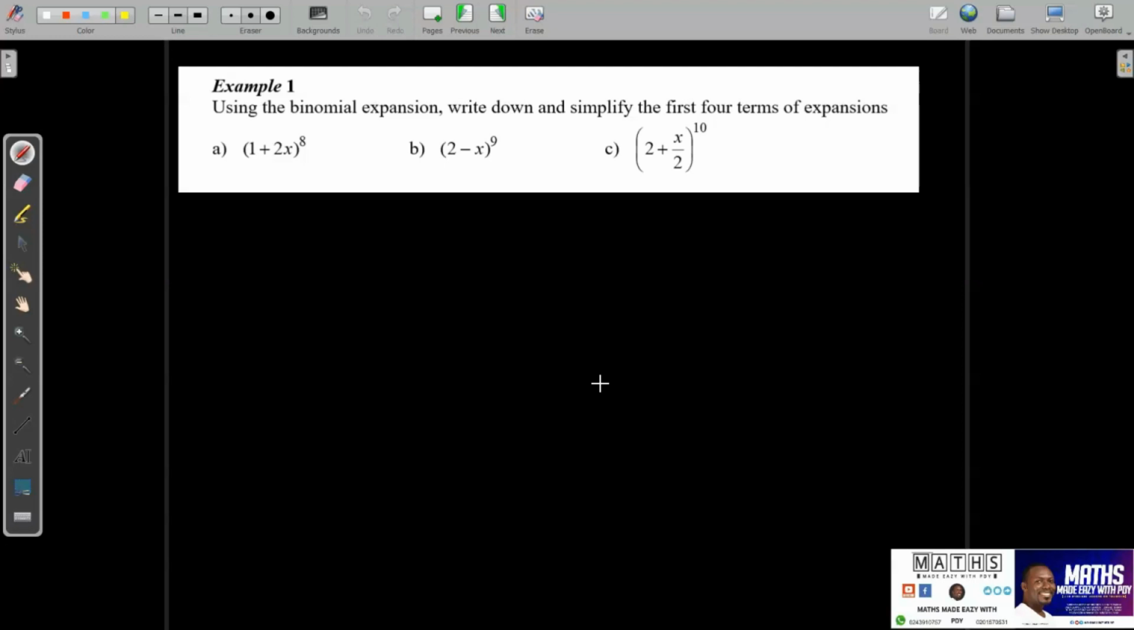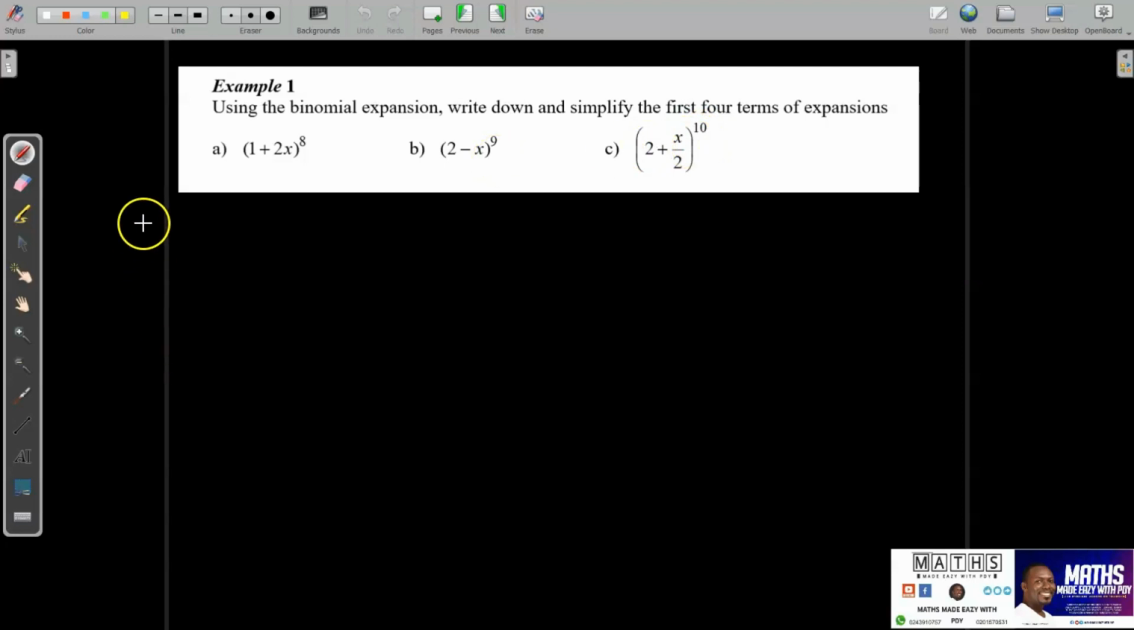Using the binomial expansion, write down and simplify the first four terms of the expansion. Good. So we are only interested up to the fourth term. We are not interested in all the terms, only up to the fourth term. But it doesn't mean that when you write it, you end there. You just have to introduce your continuation sign, meaning that it goes on. But if I may ask, how many terms in all when you write the expansion for power 8? 9 terms. Very good. So power 10, how many terms are we expecting in all? 11. Very good.